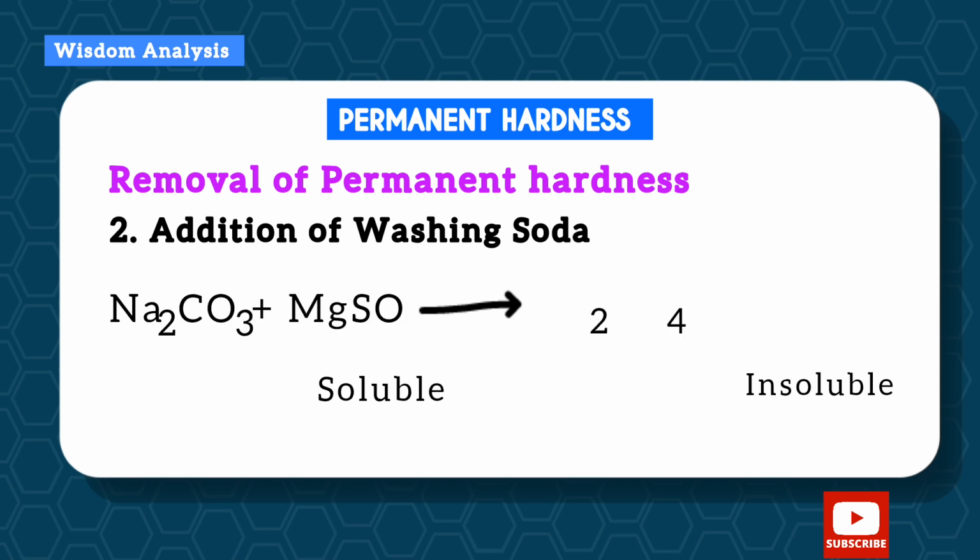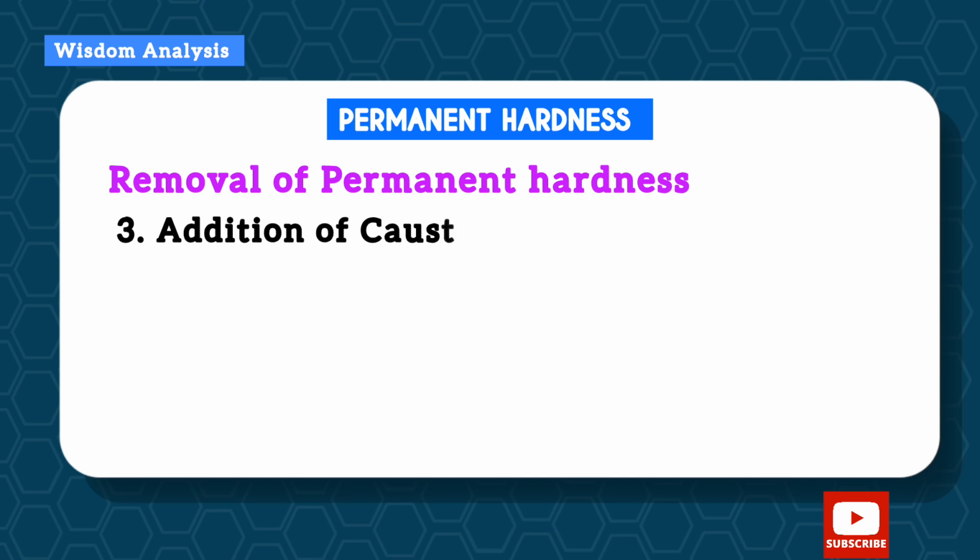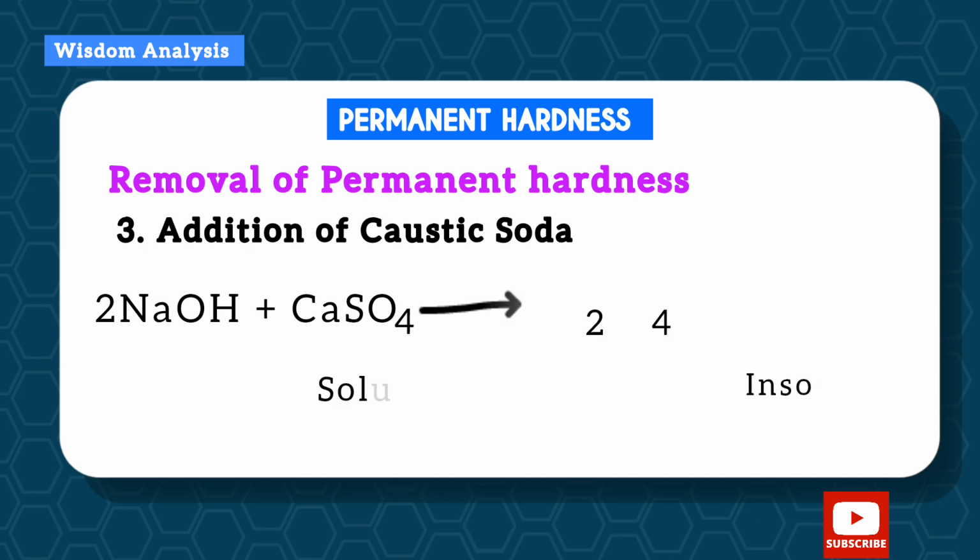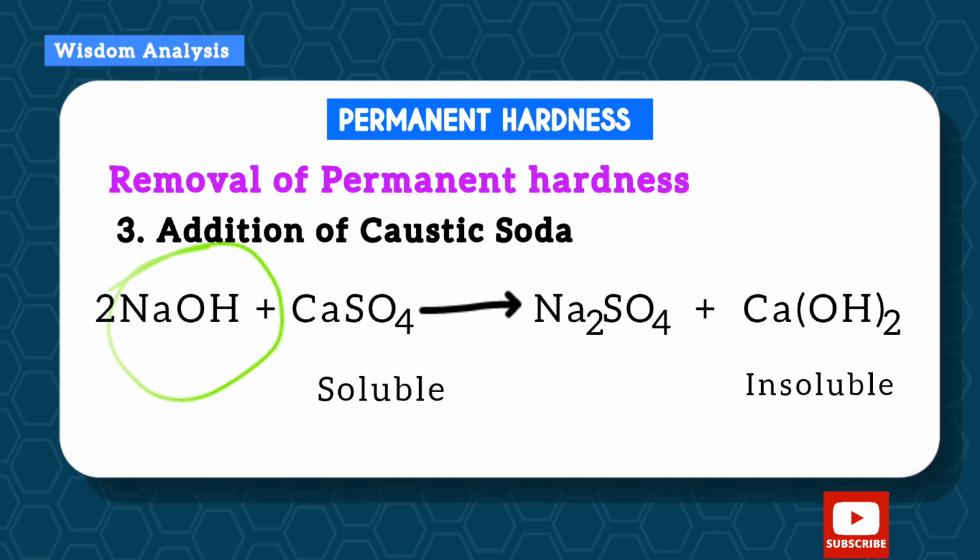Now, a similar reaction can occur if it was magnesium tetraoxosulfate 6. Now we also have addition of caustic soda, which is sodium hydroxide, which converts the soluble calcium tetraoxosulfate 6 into insoluble calcium hydroxide.